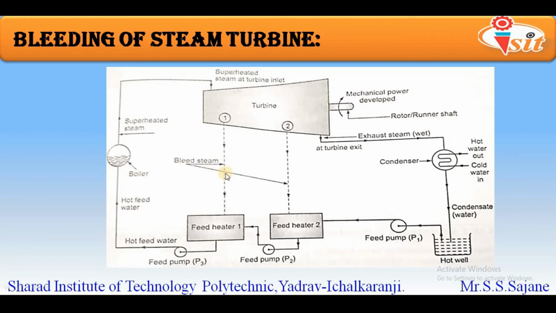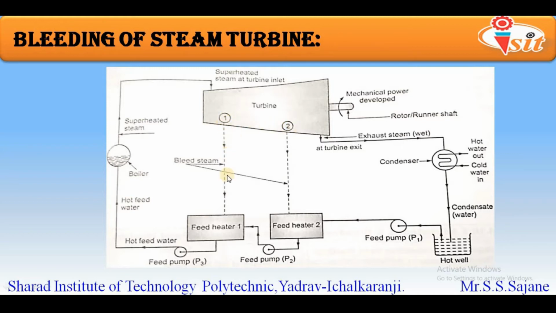So we will now see in detail regarding the working of this concept. In the figure you can observe that in the turbine there are 2 points which are considered for taking out the wet steam. So you can see that point number 1 and point number 2 in the turbine.